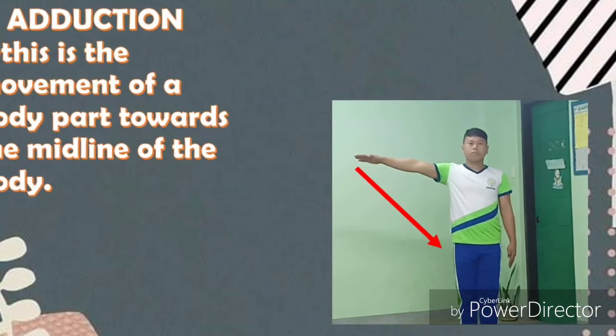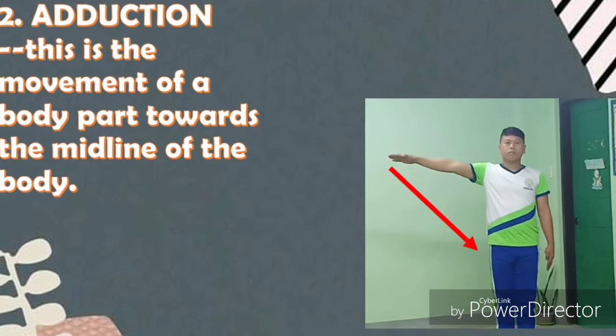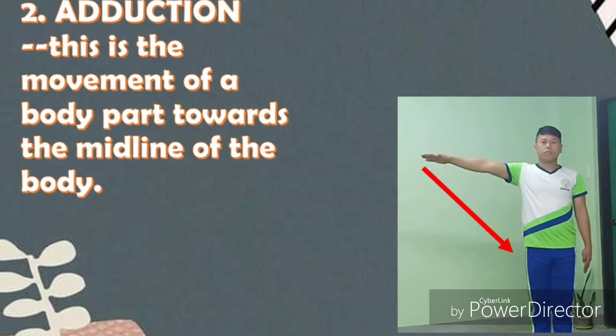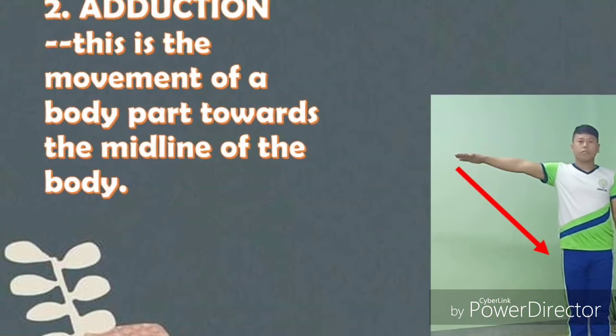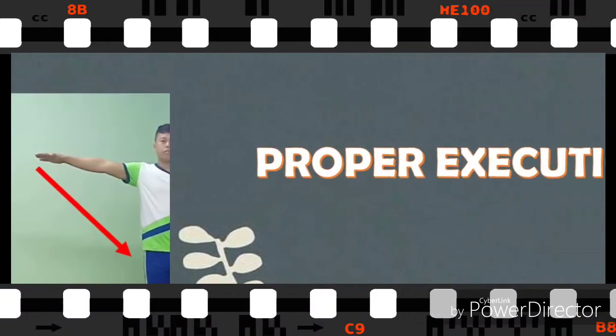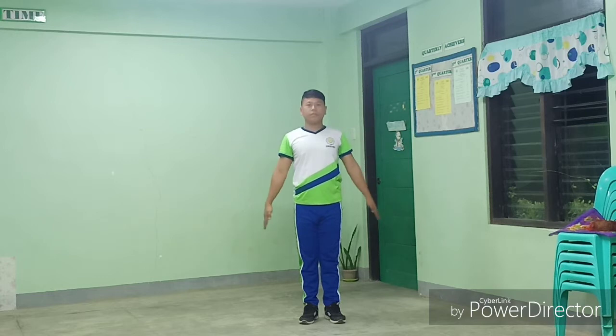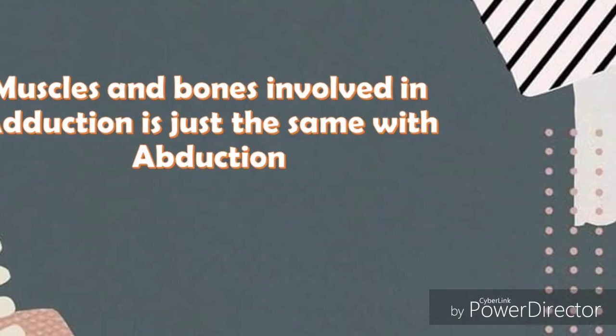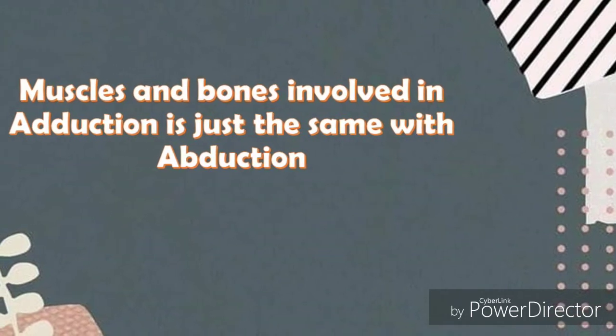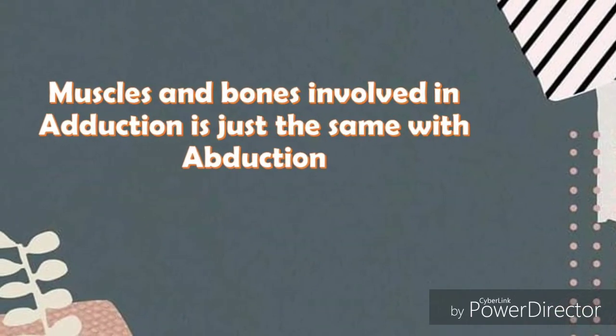The second movement is adduction. This is the movement of the body parts towards the midline of the body. The muscles and bones that are involved in adduction are just the same as in abduction.